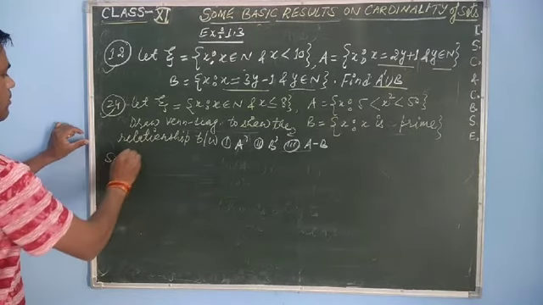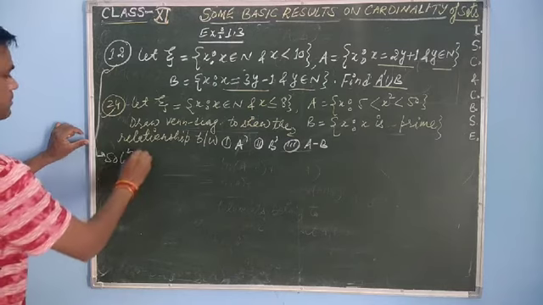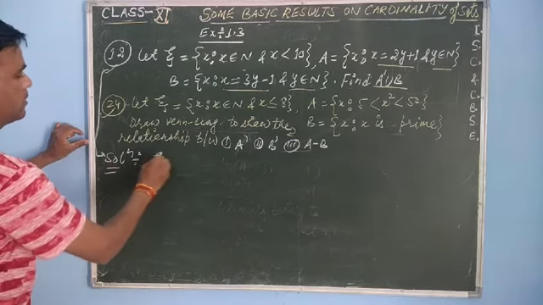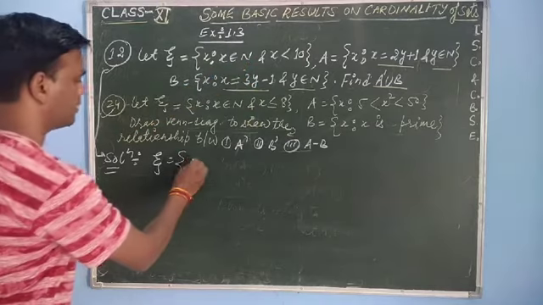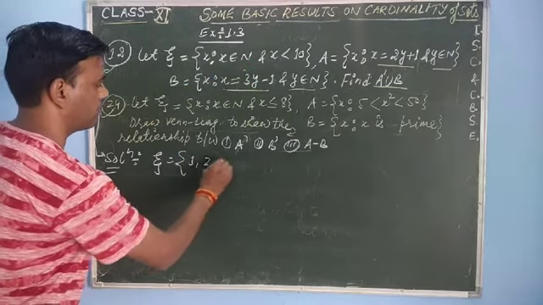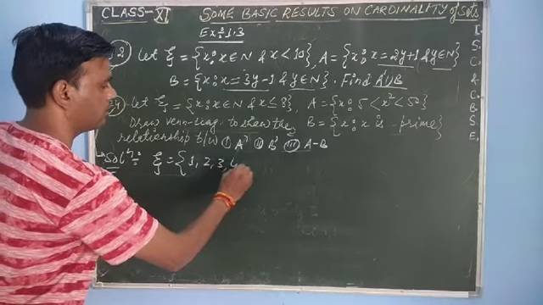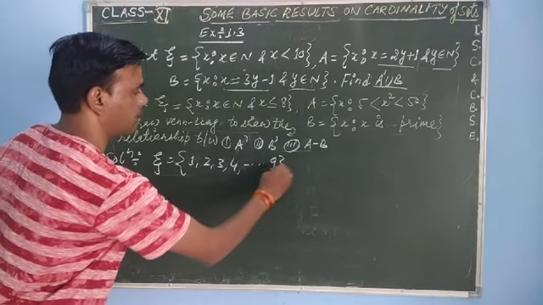Solution of this 12th question. Okay, so the universal set in roster form will be x belongs to natural numbers less than 10. So all the natural numbers less than 10 will be 1, 2, 3, 4, up to 9.